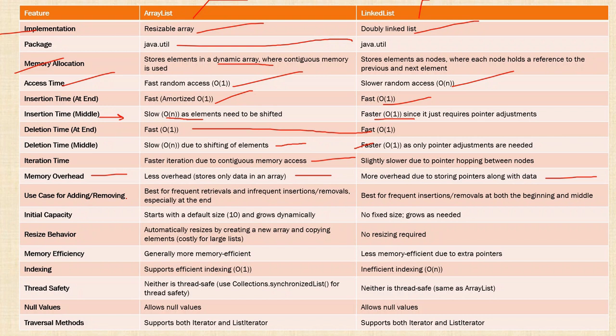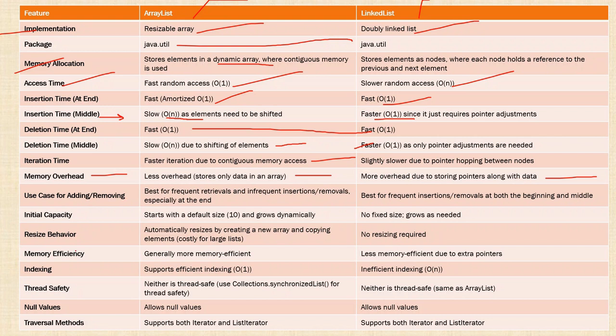So if you want frequent retrieval, in that scenario you can use ArrayList. And LinkedList is best for frequent insertion and removal at both the beginning and middle. So if you want to insert and delete at the beginning and middle, in that scenario you can use LinkedList.